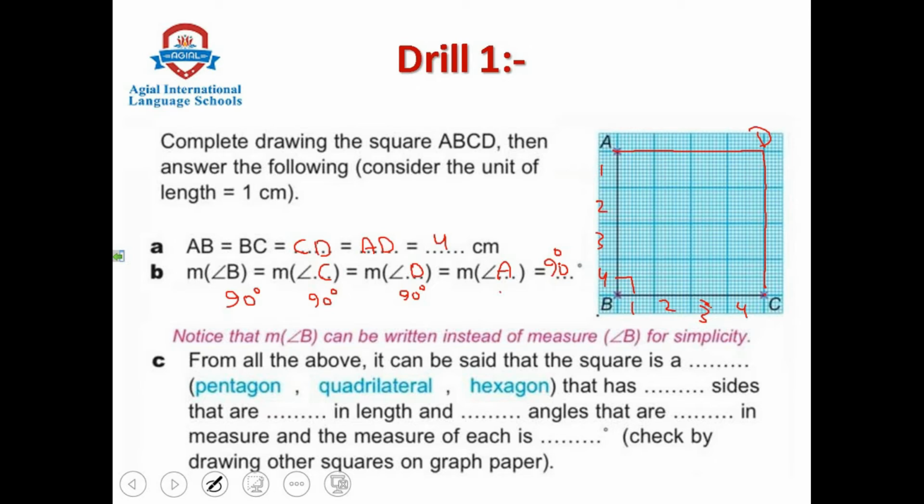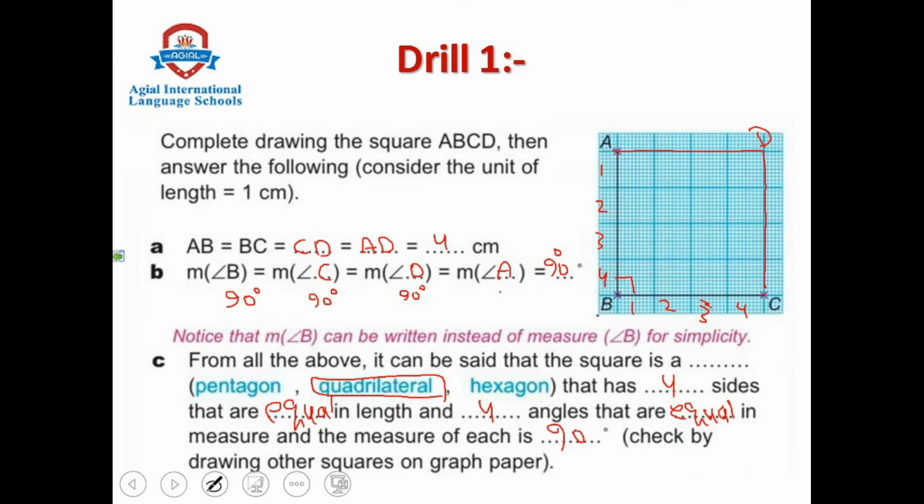Letter C, from all above, it can be said that the square is a pentagon or quadrilateral or hexagon. The square has 4 sides, so it's called quadrilateral. Quadrilateral that has 4 sides that are equal in length and 4 angles that are equal in measure, and the measure of each is 90 degrees. And try to check by drawing other squares on graph paper.